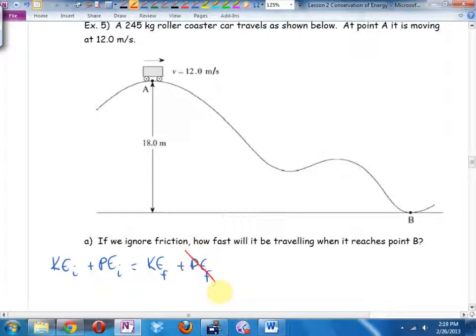Hopefully you've reached the point where anytime you can cross something out, you like that. My little math nerd heart goes a little bit of pitter-pat. So really, I can write this as, what was the equation for kinetic energy? Half mv squared, don't forget the squared. Half mv initial squared plus mgh initial equals a half mv final squared, not plus mgh final, because that canceled.